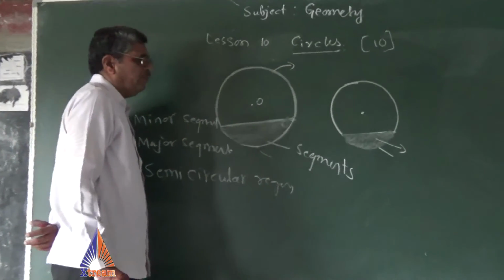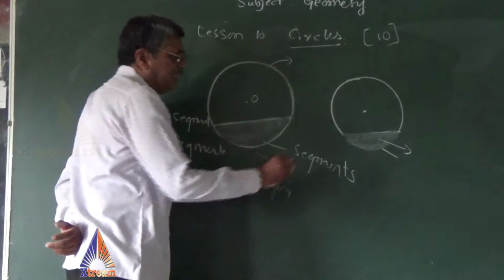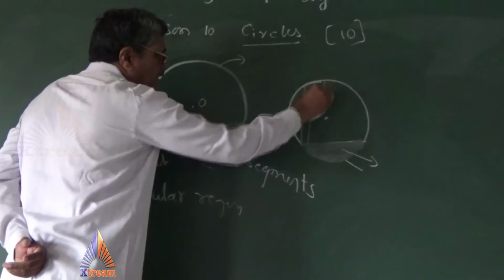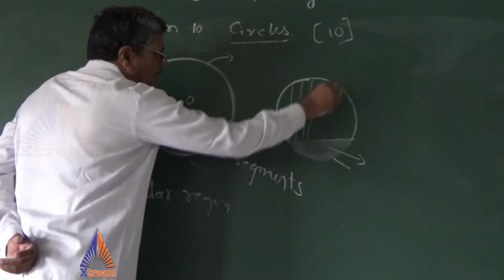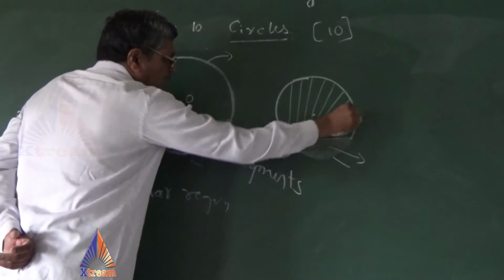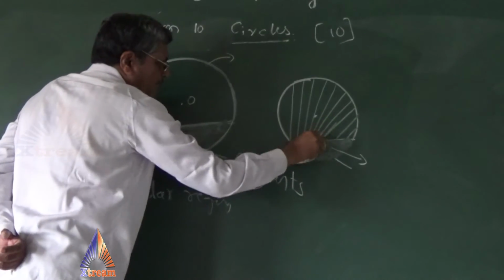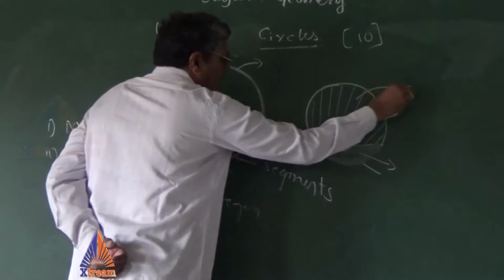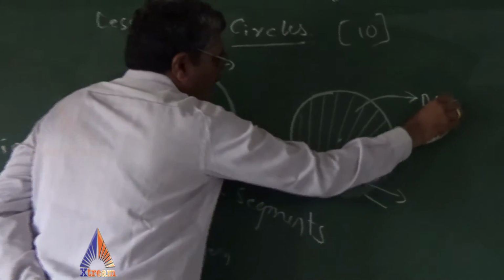Then the second one, major segment. The region bounded by the chord of a circle and the major arc of the circle is commonly called a major segment.